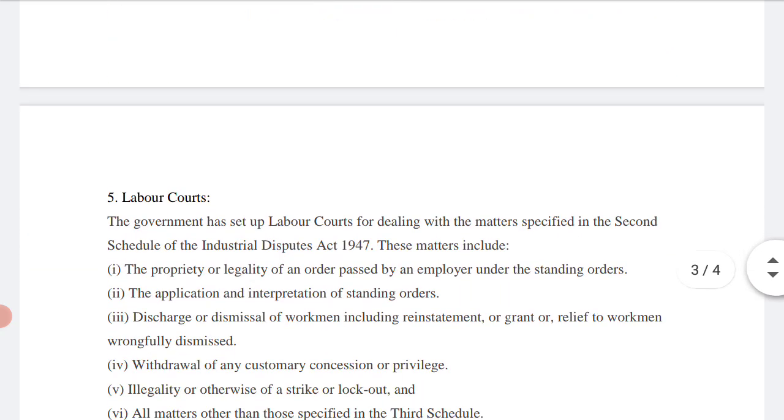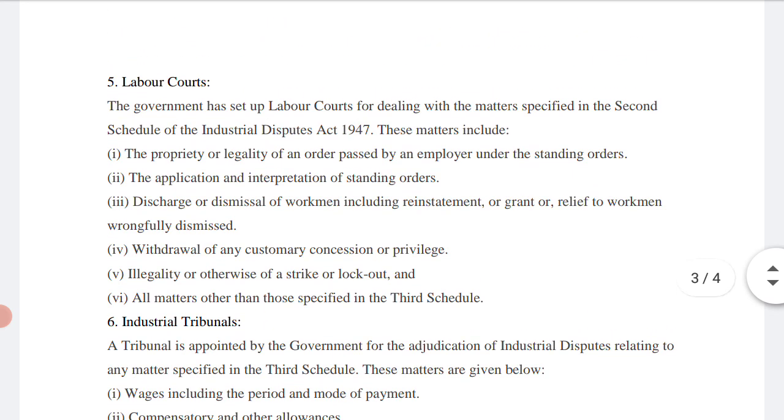Okay, then labor courts. The government has set up labor courts for dealing with the matters specified in the second schedule of the Industrial Dispute Act 1947. These matters include, see, labor courts, yes, they are also scheduled in the Industrial Dispute Act 1947. What are they supposed to do? What are the matters which are included in labor courts?